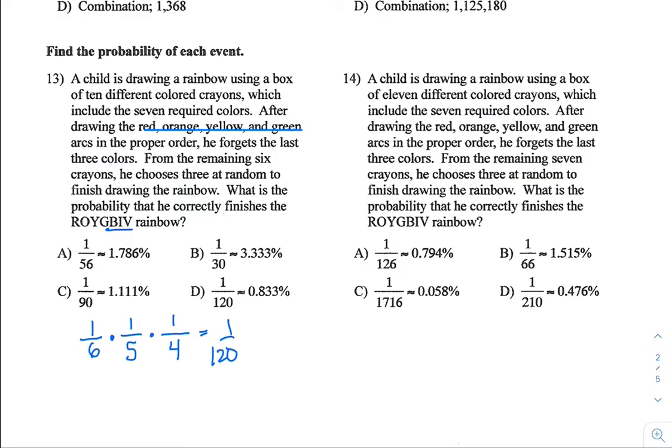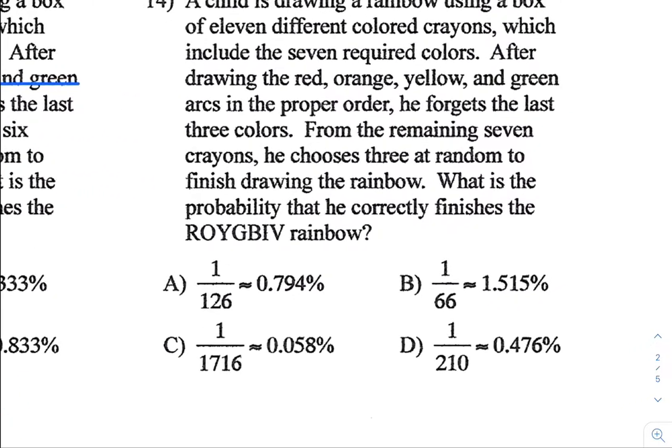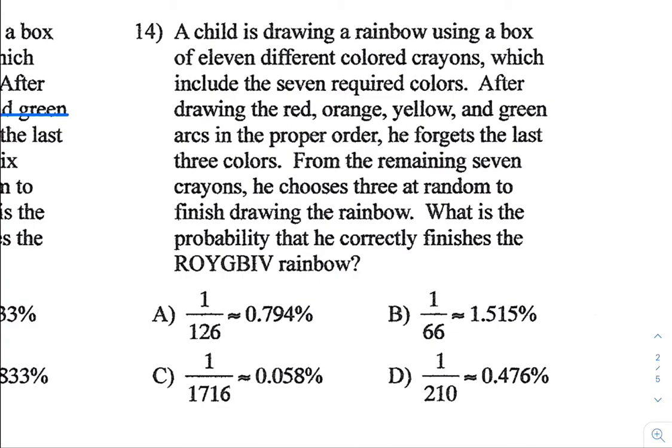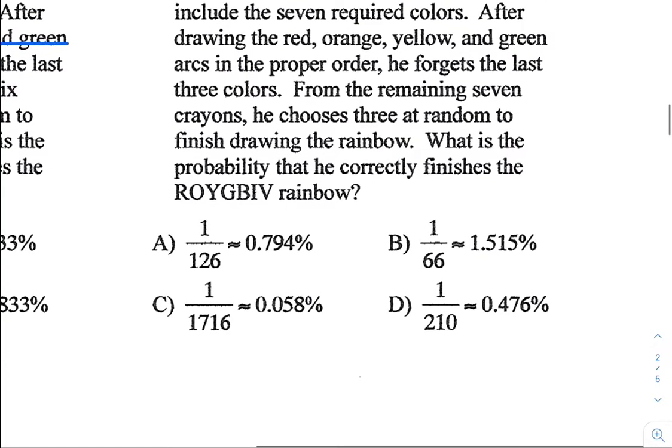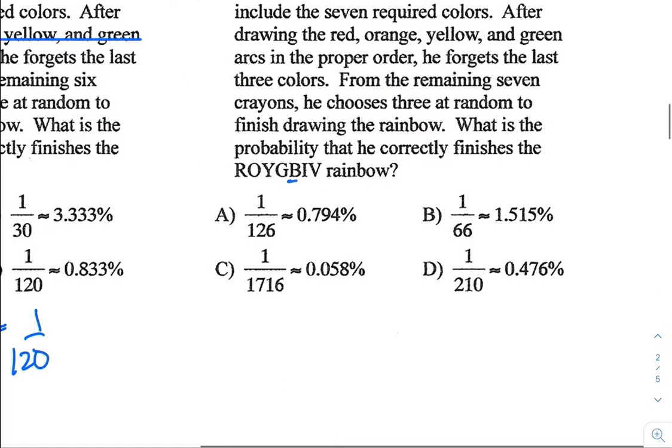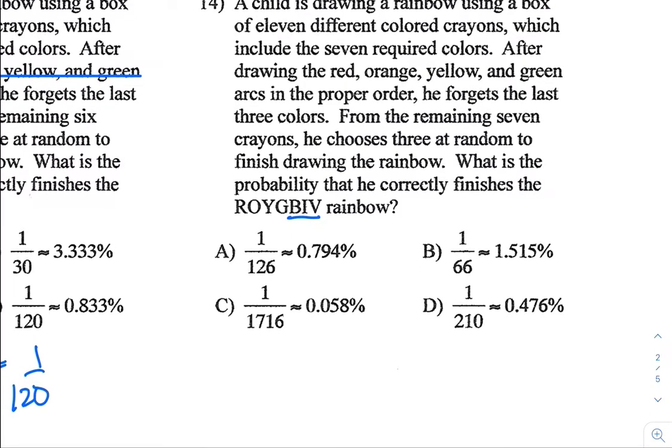Okay, 14. Same deal. 11 different colored crayons, which includes 7 required colors, which is the rainbow colors. Red, orange, yellow, green, in the proper order, he forgets the last 3 colors. From the remaining 7 crayons, he chooses 3 at random to finish drawing the rainbow. What's the probability that he correctly finishes the ROYGBIV rainbow? So again, this person needs to pick out blue, indigo, and violet, right?